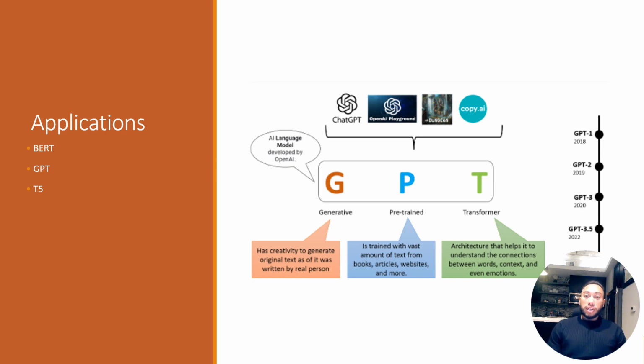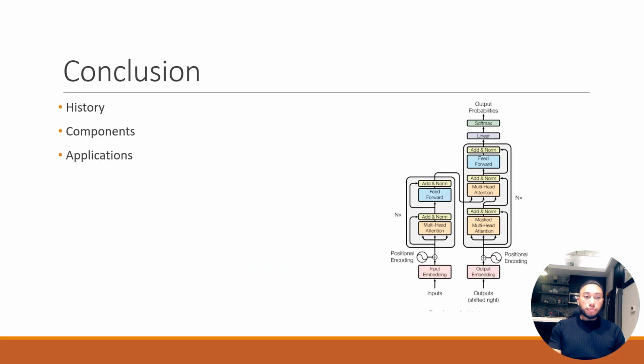And so this is the architecture that we just mentioned that helps it to understand the connections between words, context, and even emotions. So it's a very powerful tool, a very powerful large language model that allows us to summarize, to create images, to create sound waves, and just to receive a whole lot of input and create something that is very human-like and easy to understand.